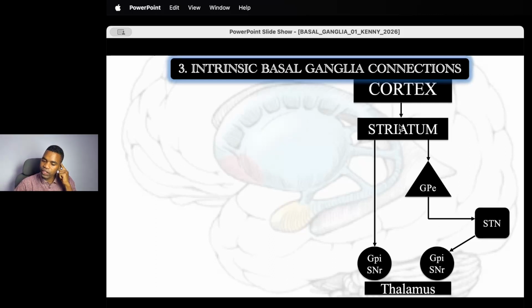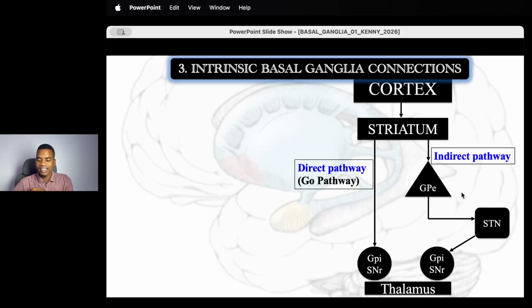From the striatum to the output, we have two pathways or two options. Option number one, the information can go straight from the input to the output. Remember, this is the input, this is the output. The information can go straight from the input gate to the output gate, and this is referred to as the direct pathway. On the other hand, the information comes from the input but goes through a series of nuclei before it reaches the output, and this is referred to as the indirect pathway. These are the two main pathways of the basal ganglia system in the intrinsic connection.